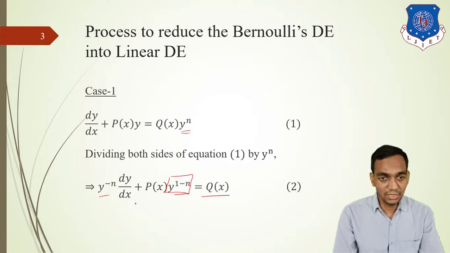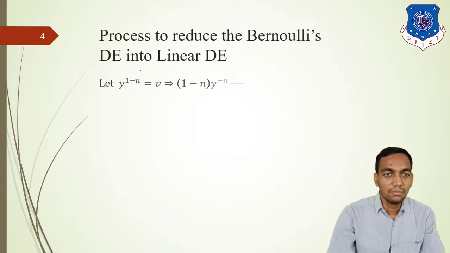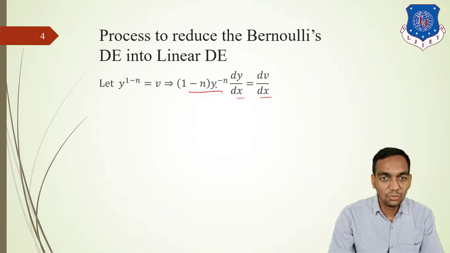Now, whatever the power of y here you have with p(x), suppose we assume it is equal to v. Okay? And if you are differentiating this term, then you will have (1-n) y^(-n) dy/dx = dv/dx. Correct? Differentiating with respect to x both sides. So you will have y^(-n) dy/dx = 1/(1-n) dv/dx. And we are going to substitute these values in the equation.